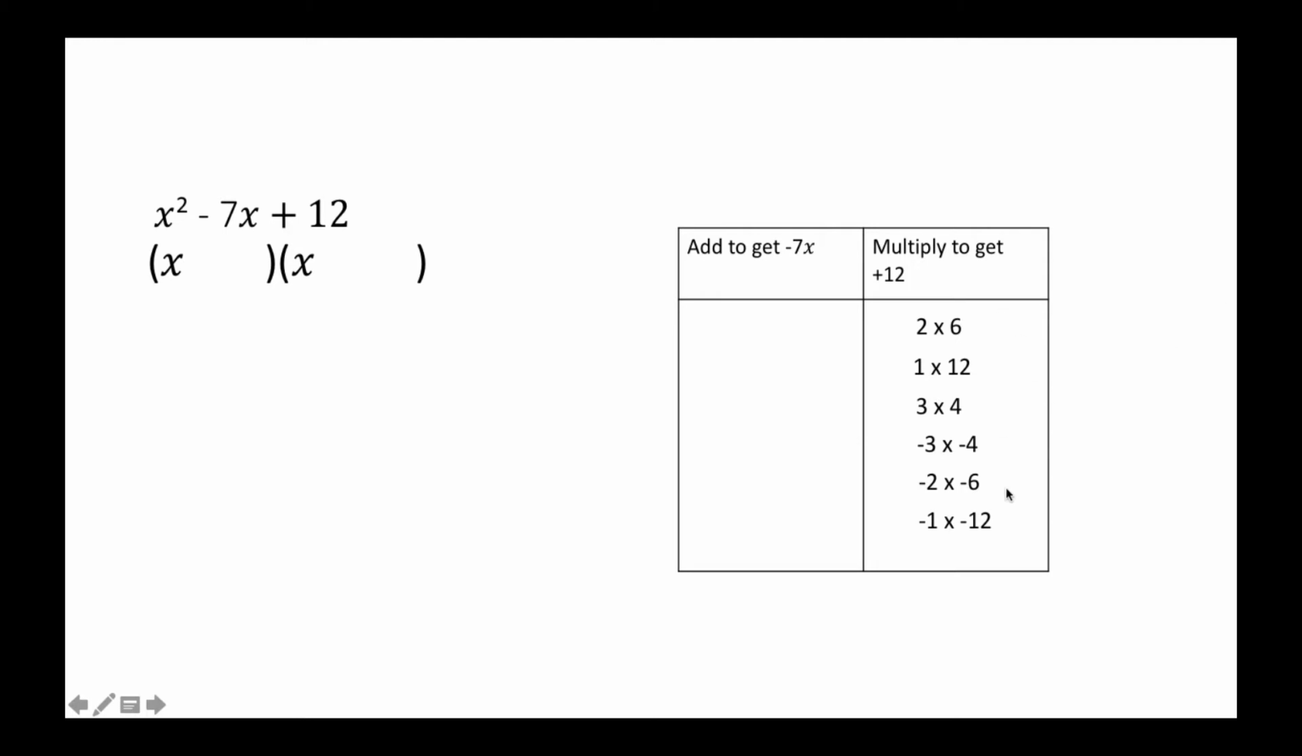Once we've written all of those down, we just need to figure out which one gives us minus 7 when we add them together. I'm writing all of these down to see what they give us. 2 plus 6 is 8, so that's not what we need because we're looking for minus 7. 1 plus 12, no. 3 plus 4 makes 7, but we're looking for minus 7. Minus 3 plus minus 4 is actually minus 7. So they're the two numbers that we need to use. That means minus 3 goes in one bracket and minus 4 goes in the other. And that's it.